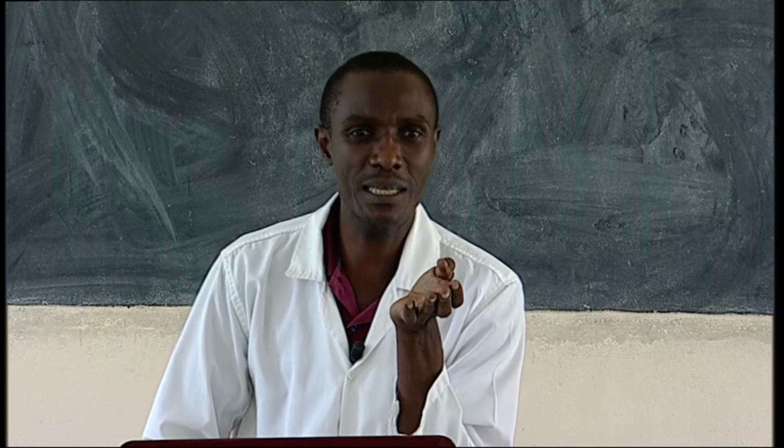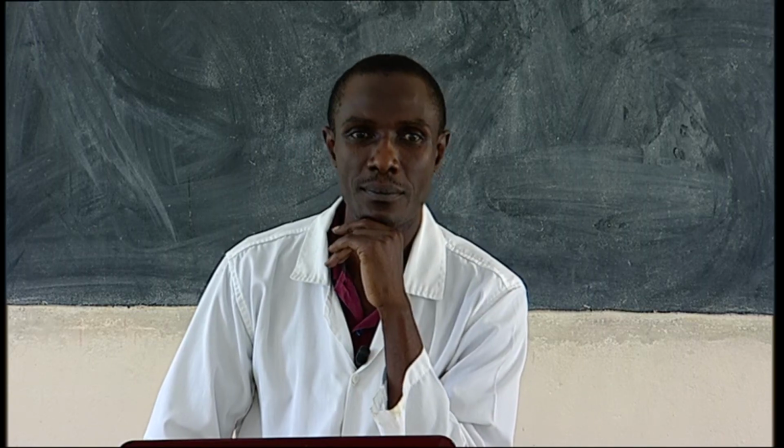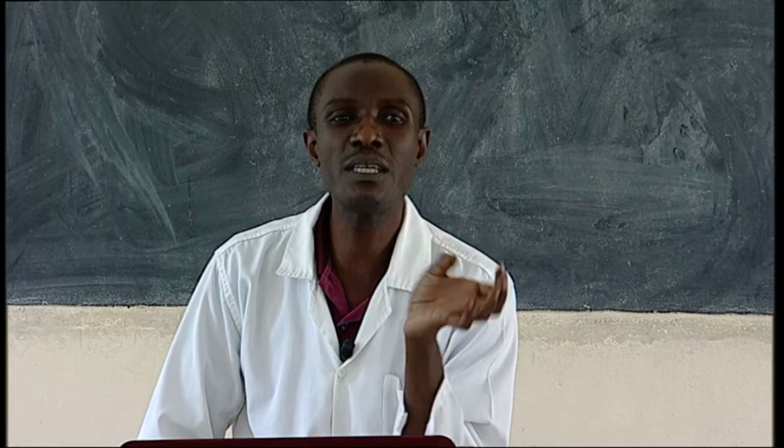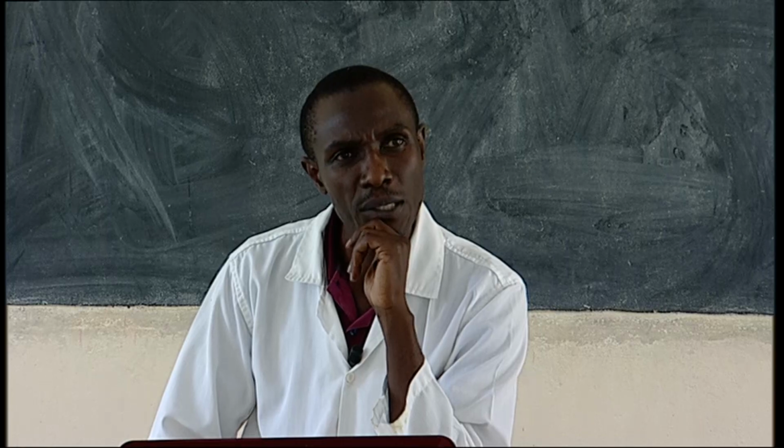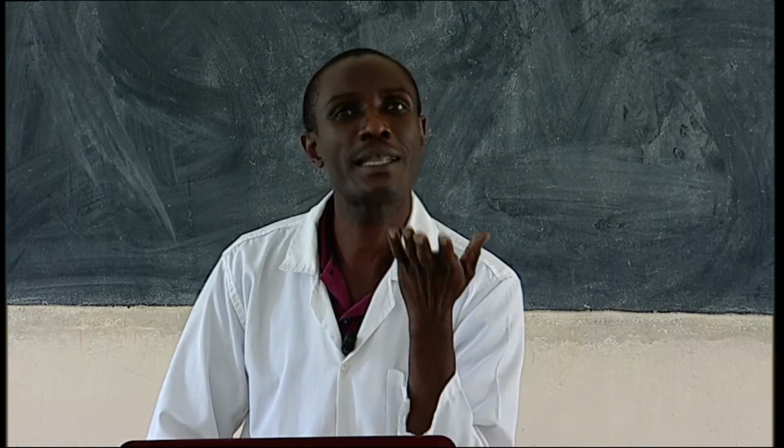And then B, they're saying that we need to make an estimate, the approximate amount of DNA per nucleus that would be expected in the following human cells. Wow, I love this. Do we know what exactly the amount of the DNA is in prophase and telophase? What about during interphase? When interphase is over and S is complete, now the question should be, do we need another duplication? Do we need another S?